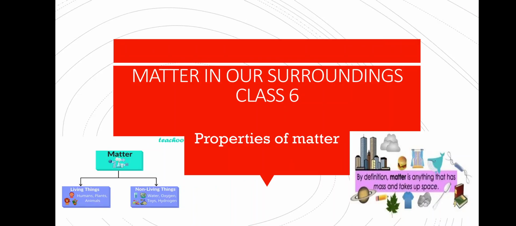Matter in our surroundings for class 6. Properties of matter. Now, what is this matter? It consists of living as well as non-living things. By definition, matter is anything that has mass and takes up space.